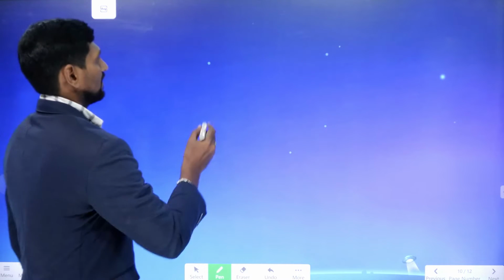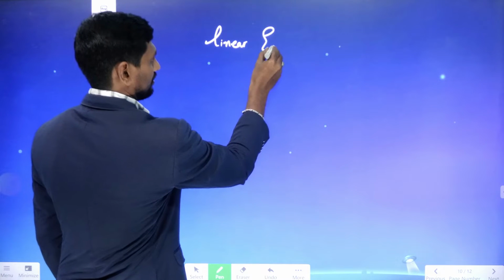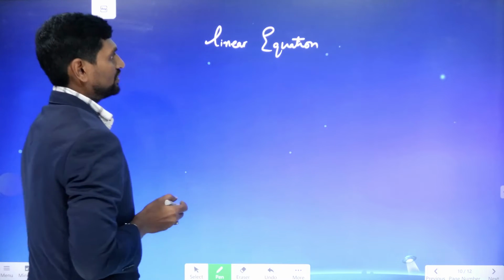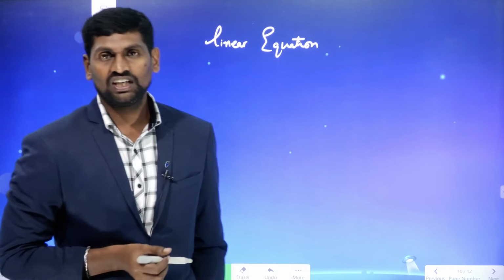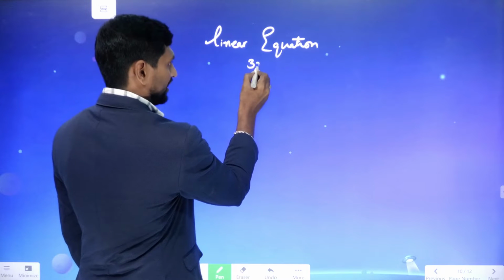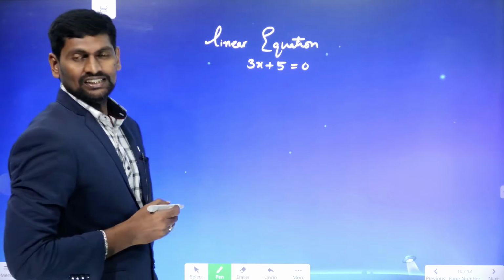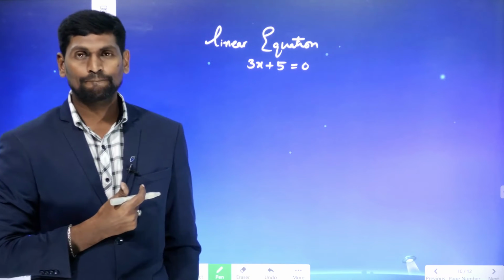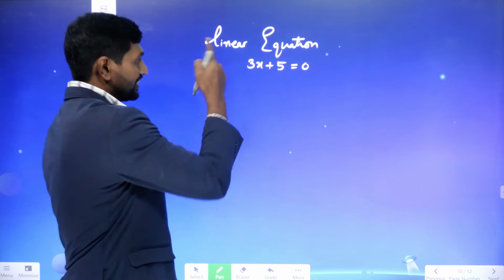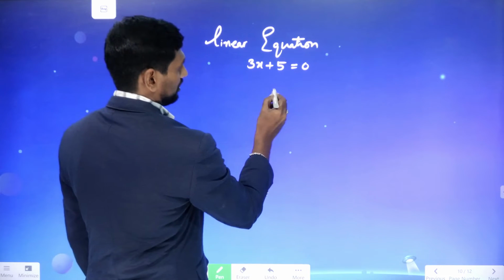Now, I told you already about linear equation. An equation with degree 1 is called a linear equation. A degree 2 equation is called a quadratic equation. Here if you take any equation, 3x plus 5 equal to 0, this is an example of a linear equation where x is the variable. If you draw this equation on a graph sheet, it will give a straight line.